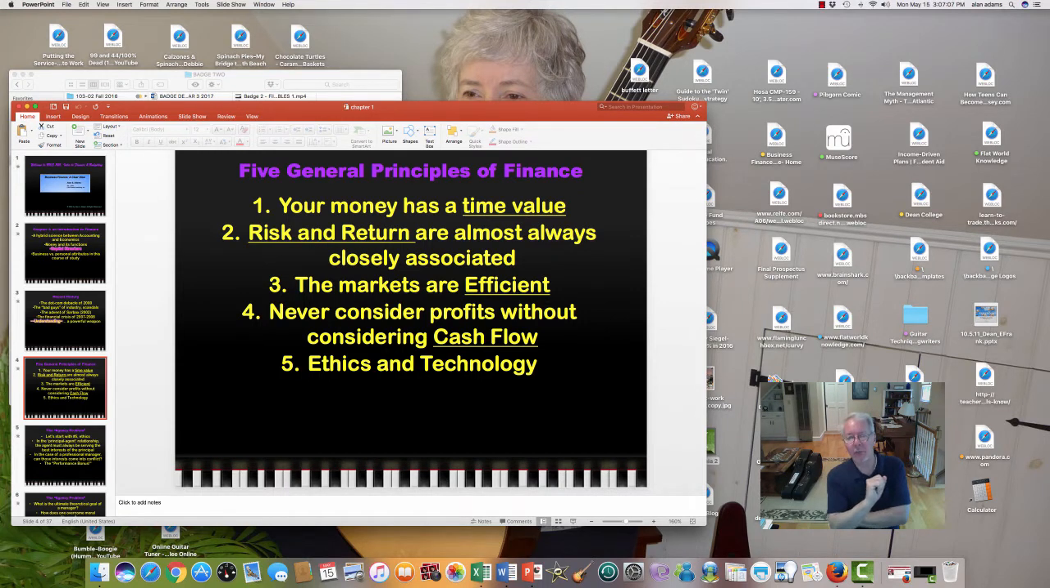Number 2, risk and return. If you take on more risk when you invest, you expect to make more money. And you can phrase it the other way. If you want to make more money, then you can usually assume you'll have to take on more risk. Okay, so risk and return are like the Siamese twins of finance, if not business in general.